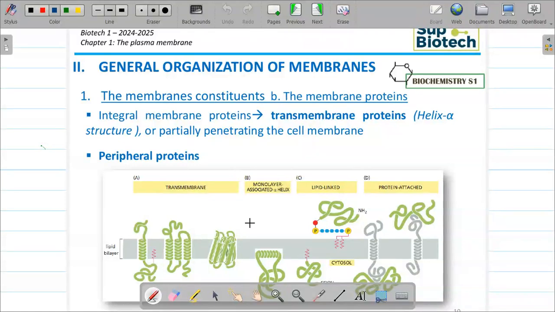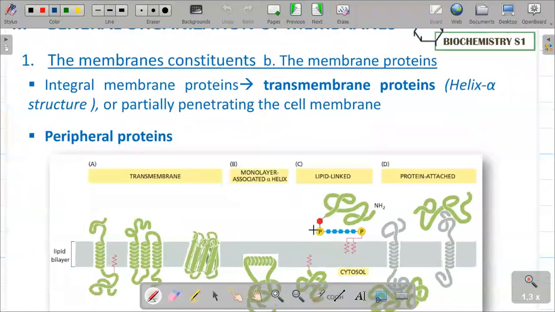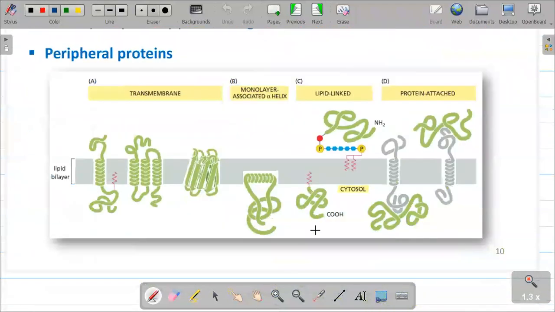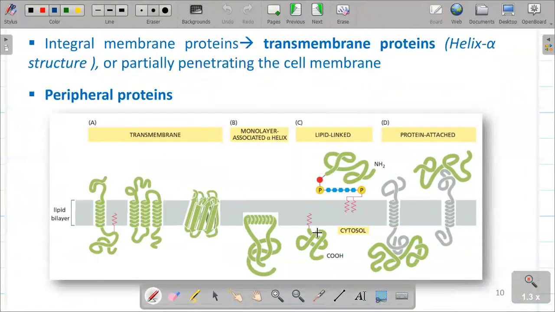Yes, sir. Sir, the gray part is the lipid bilayer. What is that pink part, sir? You can see we have a green color, and also a line, like the proteins. The carbon attachments. The COOH, right?